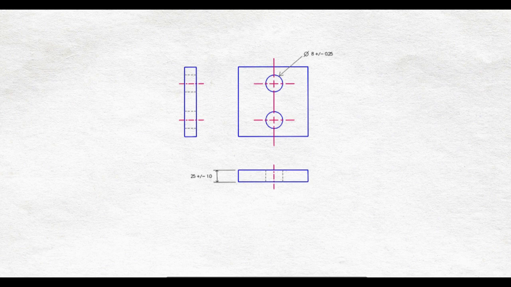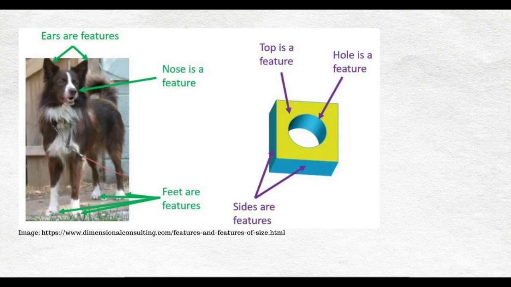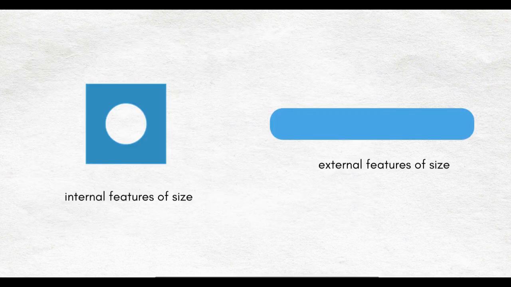Features of size. A feature of size is one cylindrical or spherical surface or a set of two opposed elements or opposed parallel surfaces associated with a size dimension. A feature of size has opposing points that partly or completely enclose a space, giving the feature an intrinsic dimension of size that can be measured apart from other features. Holes are internal features of size and pins are external features of size.